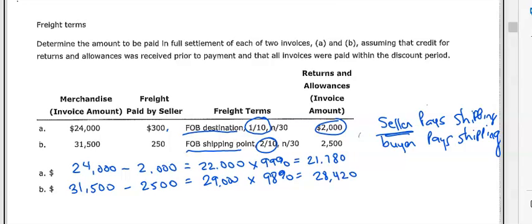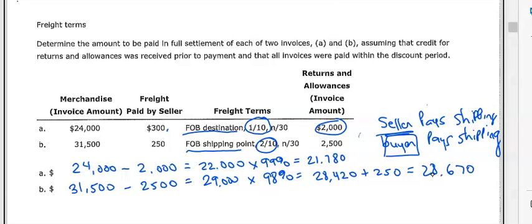Let's look and see, do we need to add the freight to this one? Well, this is FOB shipping point, and the buyer pays. So we're the buyer, and we're trying to figure out how much we need to settle this invoice for. So yes, we add the shipping to this one. So 28,420 plus the shipping, because buyer pays for this one, is 28,670.